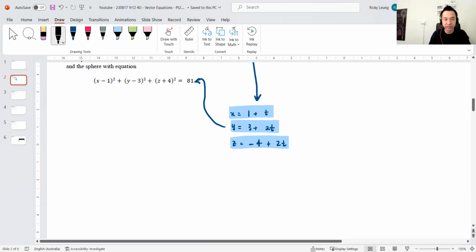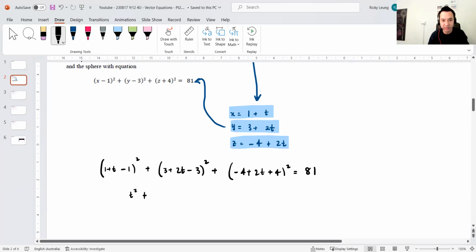So let's sub it in. I want the x value, y value and z value in there. So I want (1 plus t minus 1) squared plus (3 plus 2t minus 3) squared plus (minus 4 plus 2t plus 4) squared equals 81. This is cancelling out really nicely. Okay, this question was super easy for 4 marks. I can see all the numbers cancel out. That's just t squared plus 2t squared, which is 4t squared. That's the same thing: 4t squared equals 81. Sorry, 9t squared equals 81. So t equals plus or minus 3.